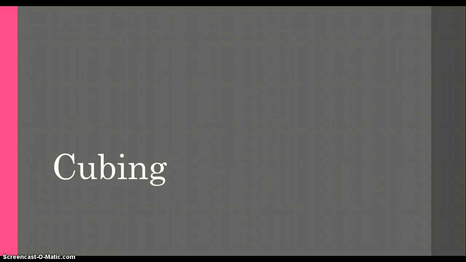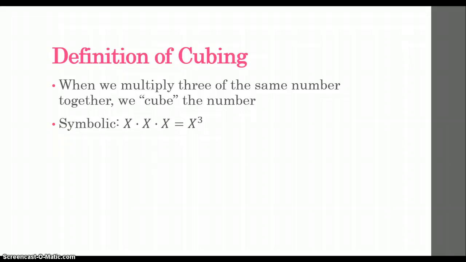Tonight we're going to talk about cubing and cube rooting. So the definition of cubing: when we multiply three of the same number together, we cube the number. So the symbolic definition is we have x times x times x, so we have x cubed, or x raised to the 3.